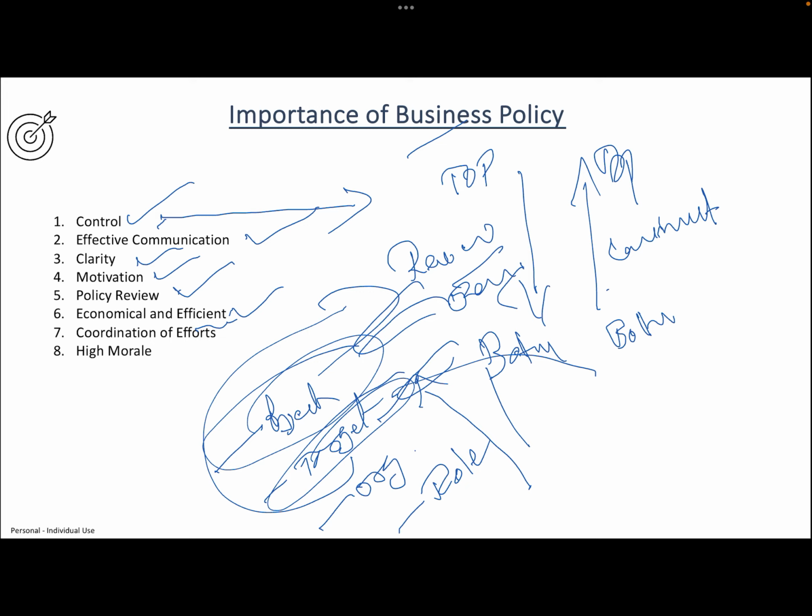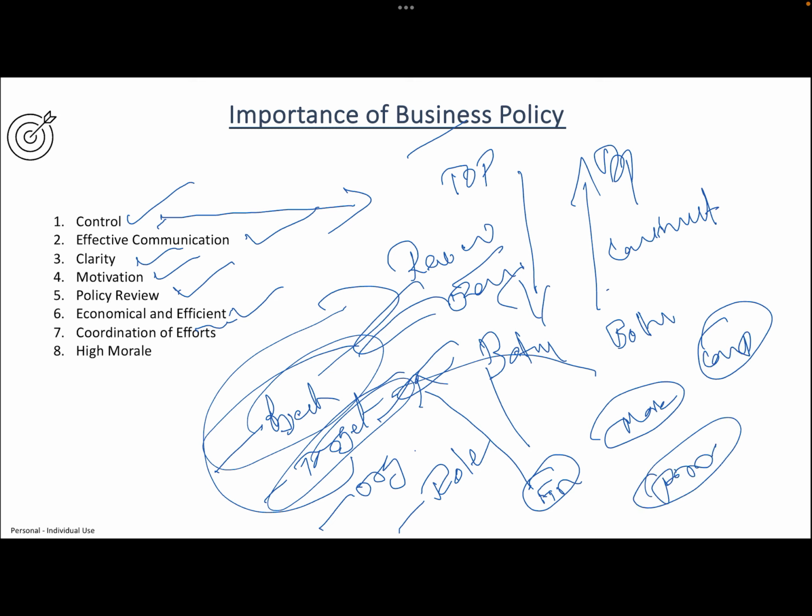And business policy certainly helps with coordination of efforts, because when policies are made, they will not be made in isolation. It will be discussed with the finance team, the marketing team, the compliance team, with production, with purchasing. So every department will come together. So it is a coordinated effort. That's why business policy promotes coordination of efforts across the industry or across the company, and then high morale.